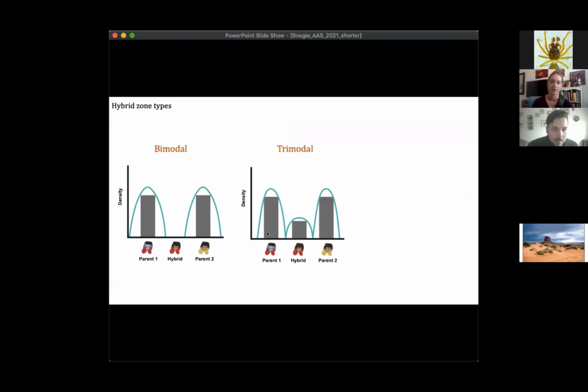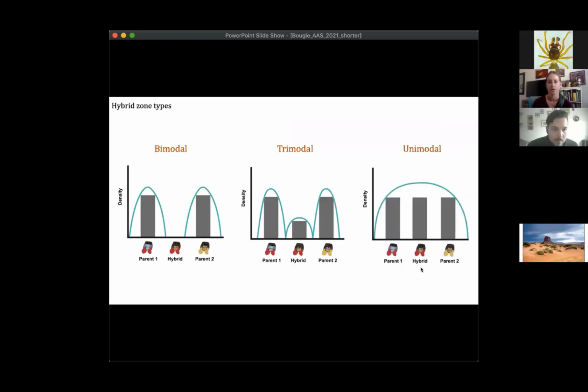Trimodal is where you have both parents at a higher density than your hybrids, but your hybrids are still noticeable in the hybrid zone. And then unimodal, where you have hybrids and both parental types present at equal frequencies across the zone. This happens when you have pretty low reproductive barriers between species. It's important to understand that your unimodal hybrid zone can also look something like this, where you have more hybrids in your zone than either of your parental species or parental types.